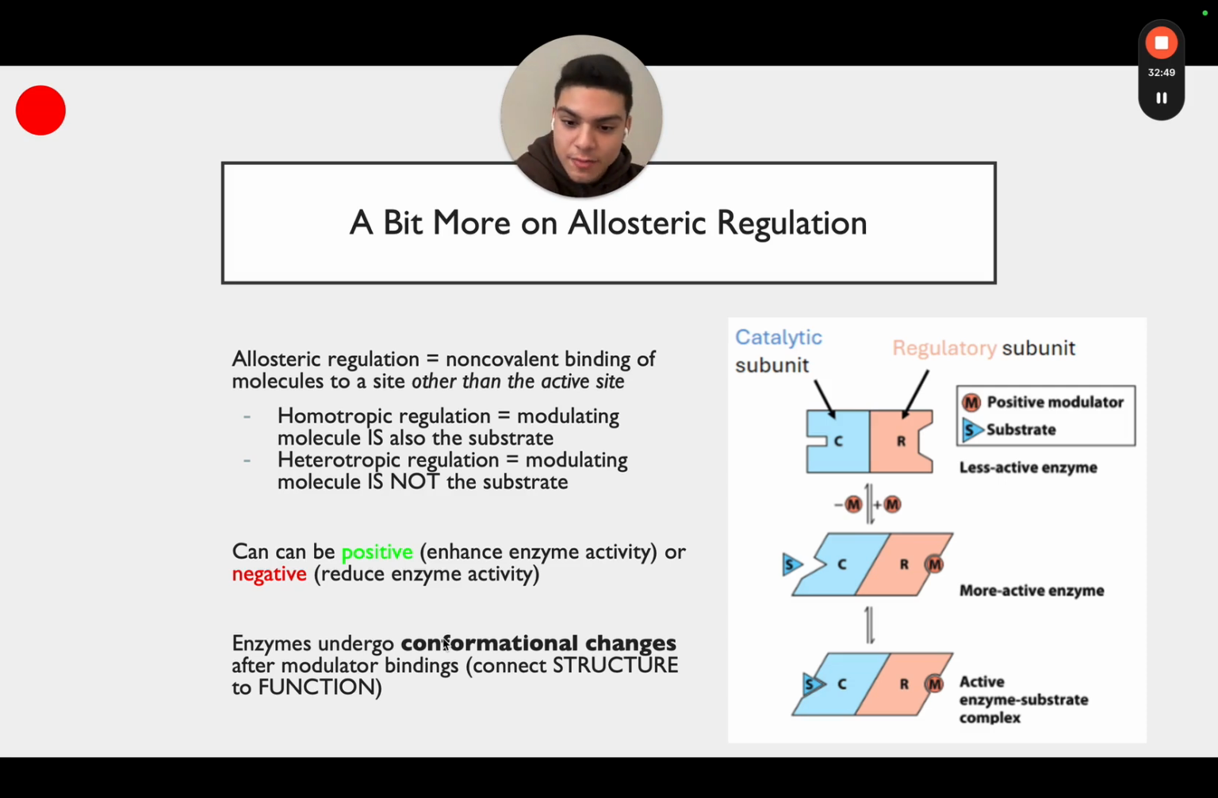And then enzymes undergo conformational changes after a modulator binds. So again, think of connecting structure to function. If the structure changes slightly, and we know that it's a positive modulator, the structure is probably conferring more to the transition state. It allows for that enzyme's catalytic efficiency to be greater. Whereas if it's a negative modulator, it may block the active site. It may change the conformation so that the active site resembles nothing like the transition state of the reaction you're catalyzing. I know it's a lot of words, but just know that the positive and negative regulators do induce this conformational change, which is supposed to bridge the structure and function of the enzyme itself.